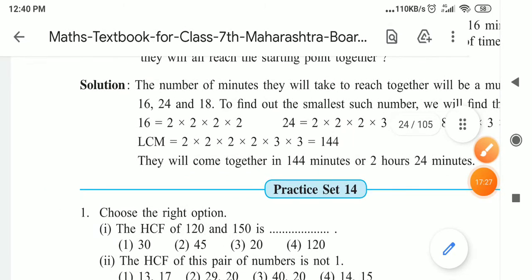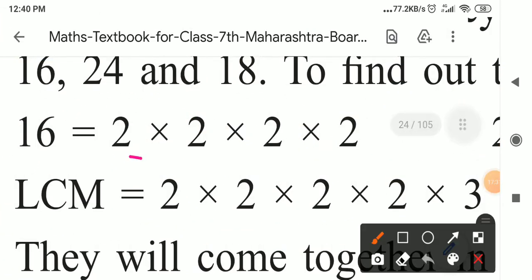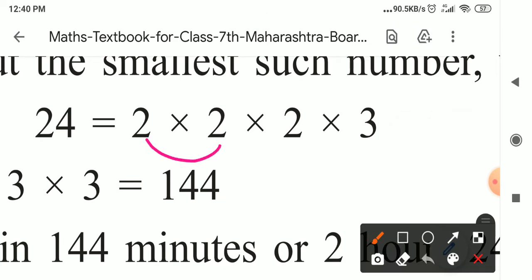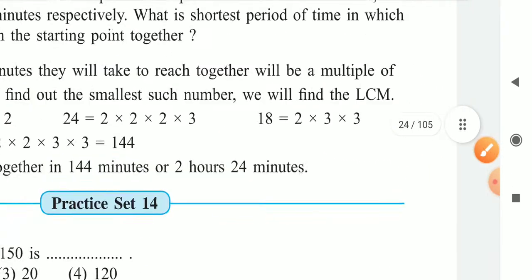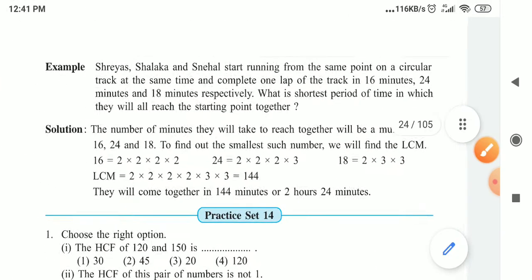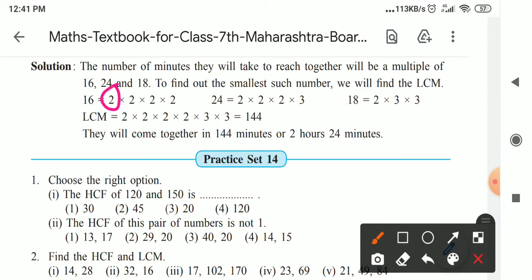So here 16 means what? The factors of 16 are 2 2s are 4, 4 2s are 8, 8 2s are 16. I taught you how to find it. For 24: 2 2s are 4, 4 2s are 8 and 8 3s are 24. So find the prime factors, and the last number is 18: 3 3s are 9 and 9 2s are 18. Now from this we have to take the common and uncommon terms. So 2 is common to all, so at once write this 2.